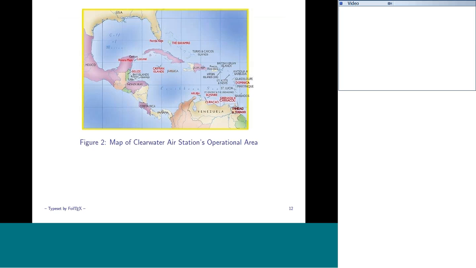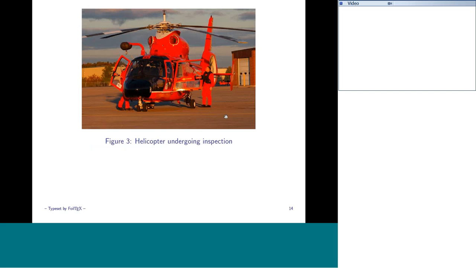So Clearwater Air Station operates in this geographic area I've depicted here, and they had 2 deployment sites, the forward bases, as well as just the majority of the aircraft at Clearwater. Here goes a little guy who's undergoing some inspection, so he looks rather taken apart right now. And those are the Coast Guard officers, and they're orange.